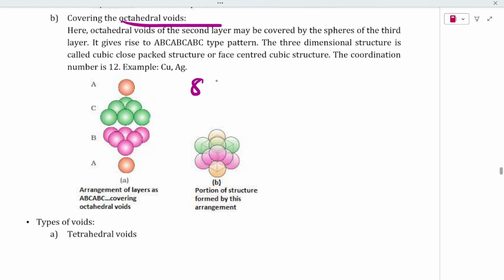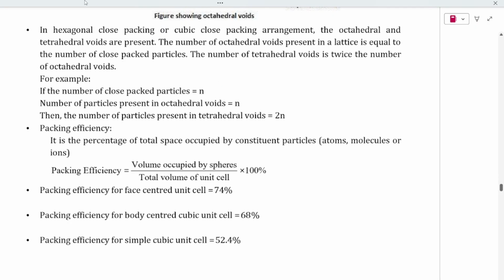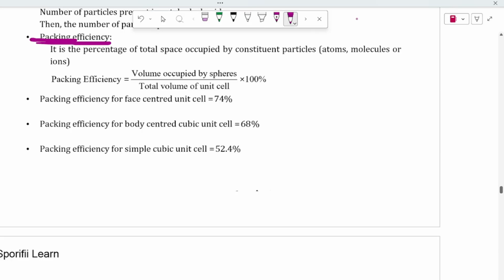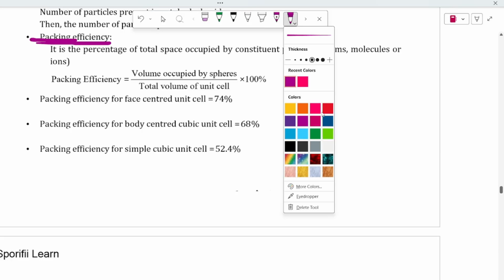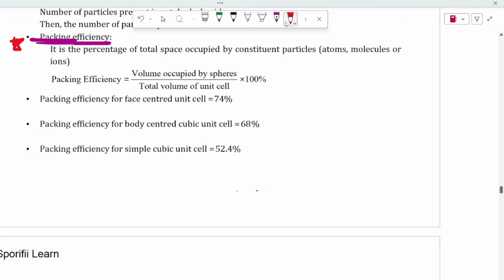Next concept is packing efficiency. It is one of the most important and repeated questions. You can mark it with a star. One of the most important derivations will come from this concept.